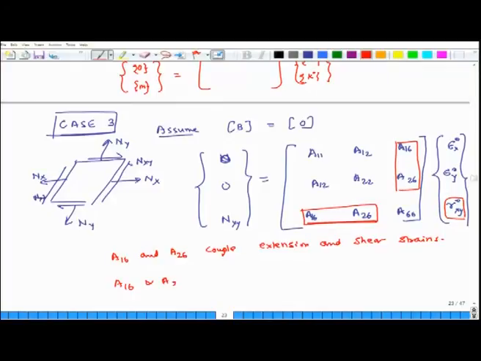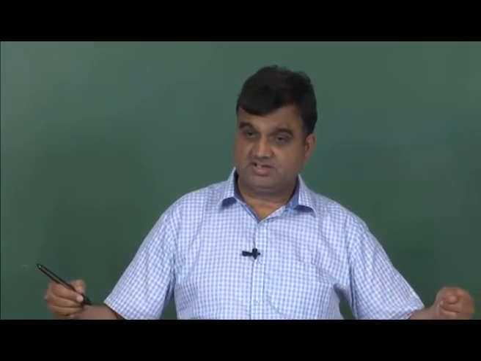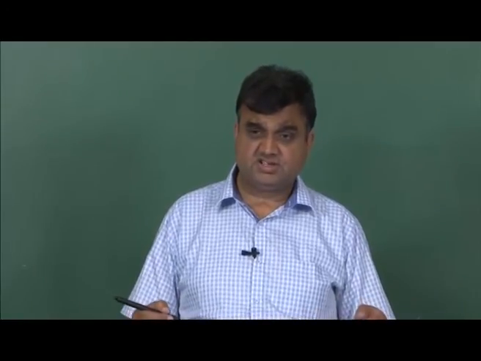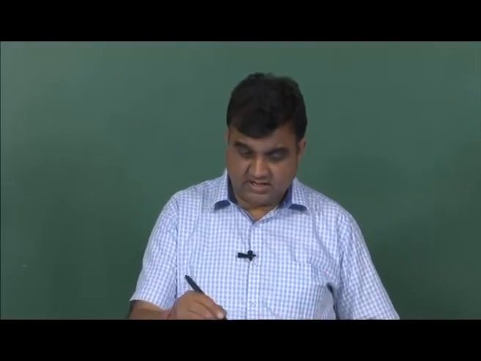So, that is why A16 and A26 are extensional shear coupling coefficients. They couple the shear response and the extensional response. And if they are 0, then if the plate experiences purely tensile forces, it has only extensional strains. If it experiences purely shear forces, then it exhibits only shear strains. Now, of course, this is in the context that the B matrix is 0.